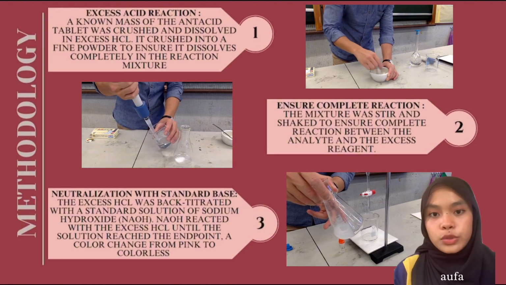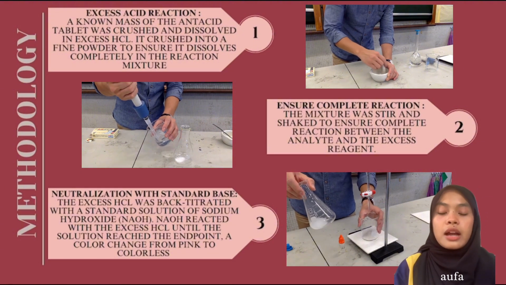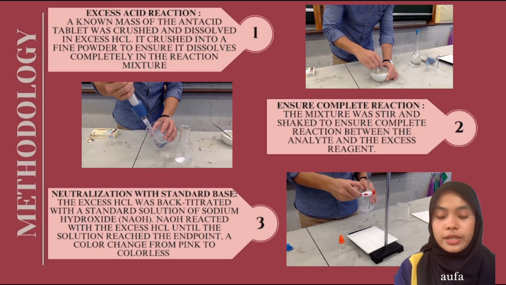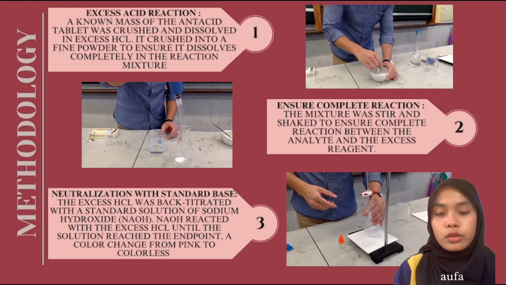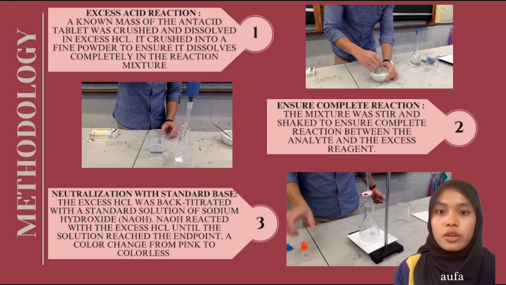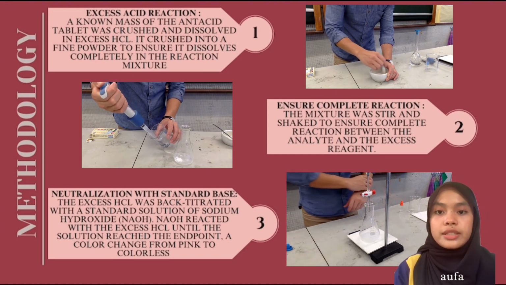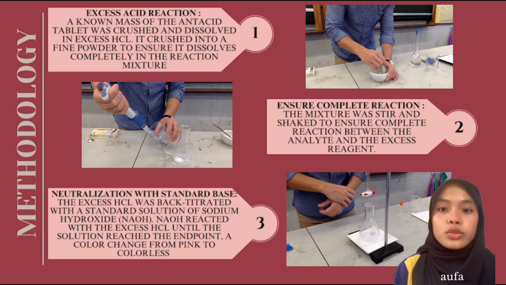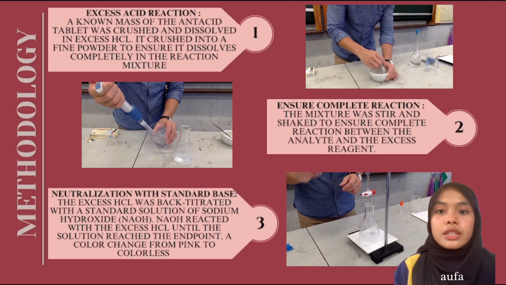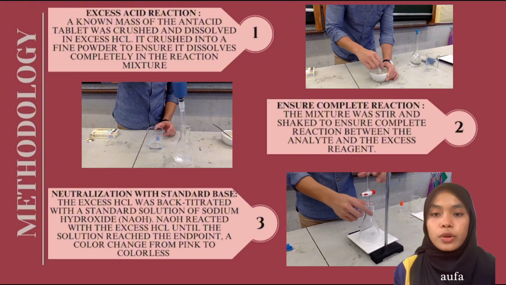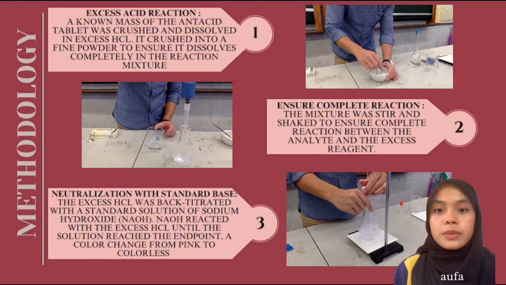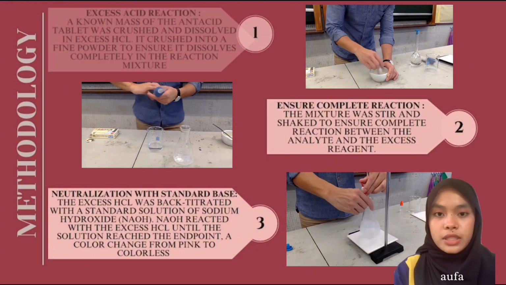Next step is to neutralize with the standard base. After ensuring complete reaction, Beck titrated the excess hydrochloric acid with a standard solution of sodium hydroxide. The sodium hydroxide reacts with the excess hydrochloric acid until the solution reaches the endpoint, typically indicated by a color change from pink to colorless, using a pH indicator like phenolphthalein.